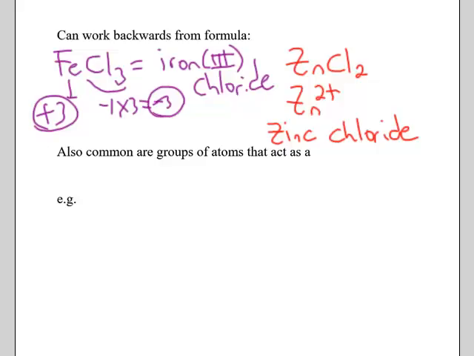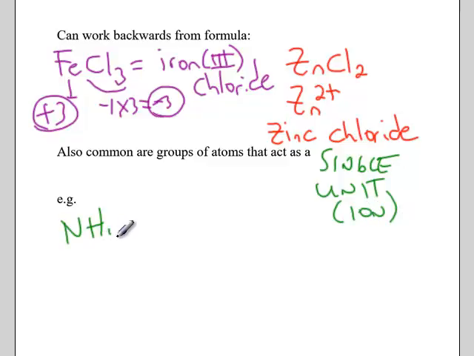So far, we've been using one metal element and one nonmetal element to make an ionic compound. You can also get cations and anions that come from a group of atoms that act as if they were a single unit, a single ion. As an example, we saw this earlier, NH4 with a +1 charge. That is called a polyatomic cation, and the name of it is the ammonium cation.